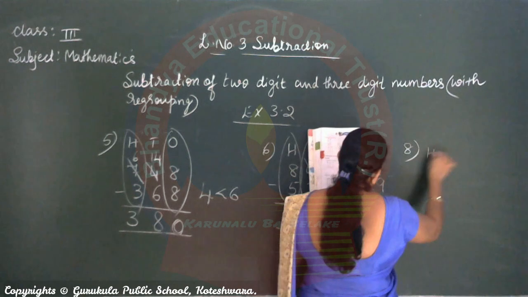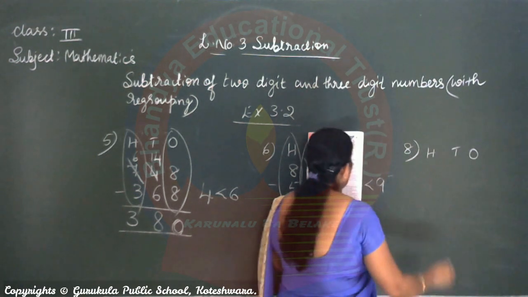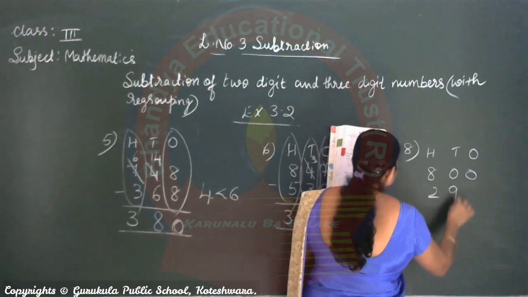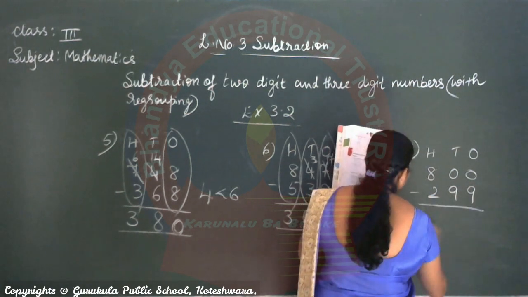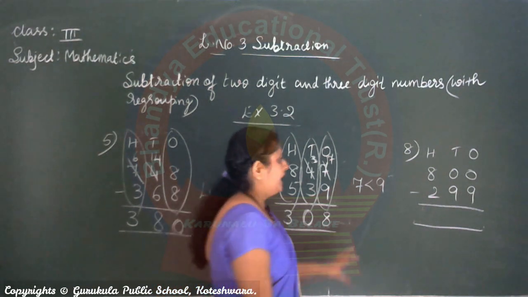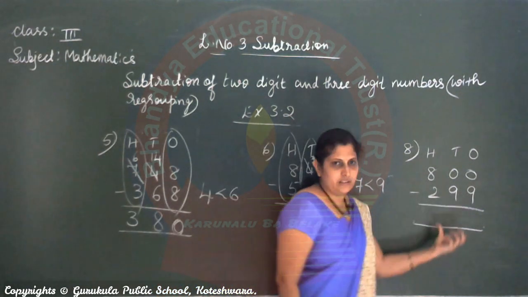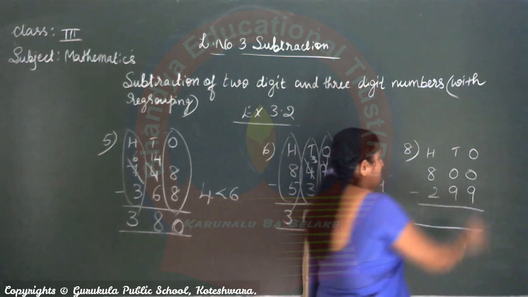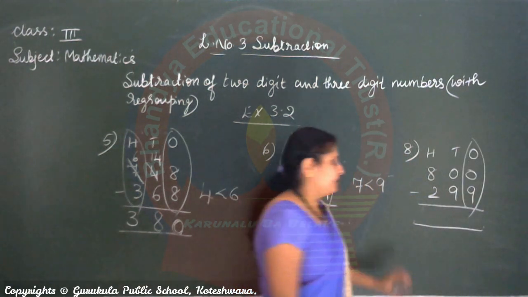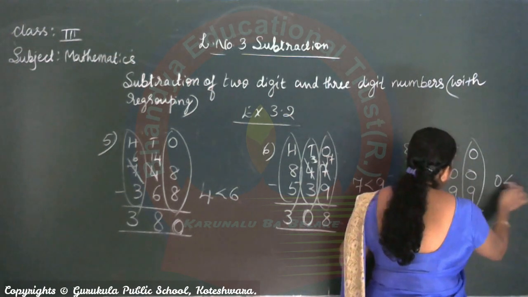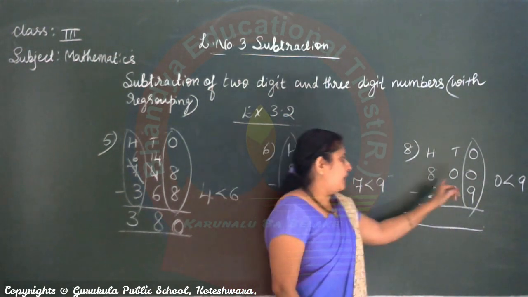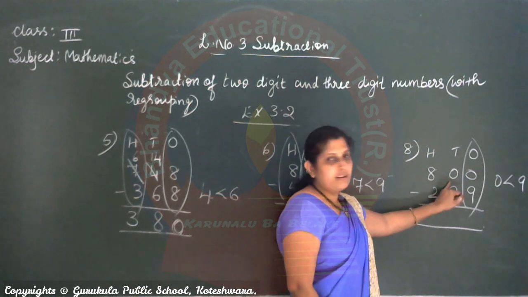Last problem I will take. The remaining problems you have to do. 800 minus 299. You see in this number, in the ones column, 0 and 9 are given. 0 is less than 9. We can't subtract, so we have to borrow from the tens column.